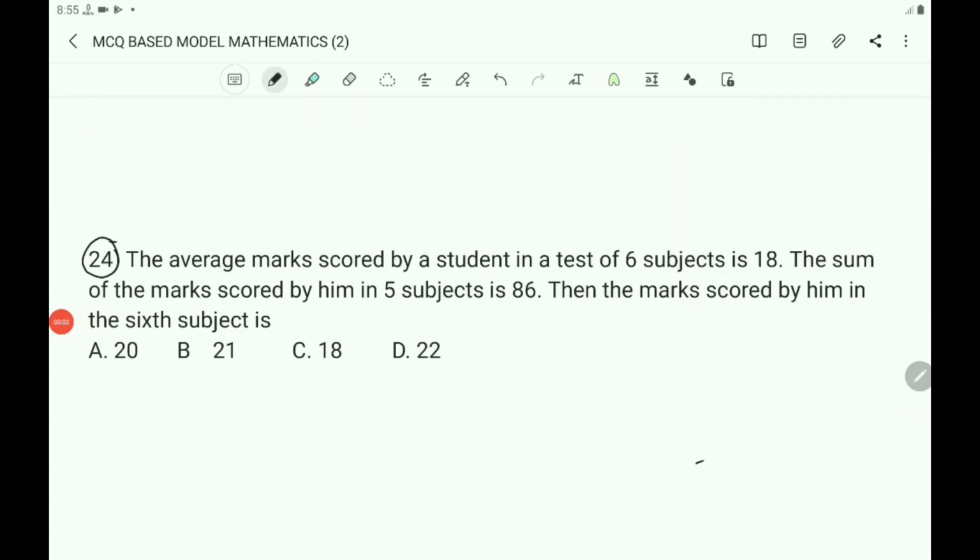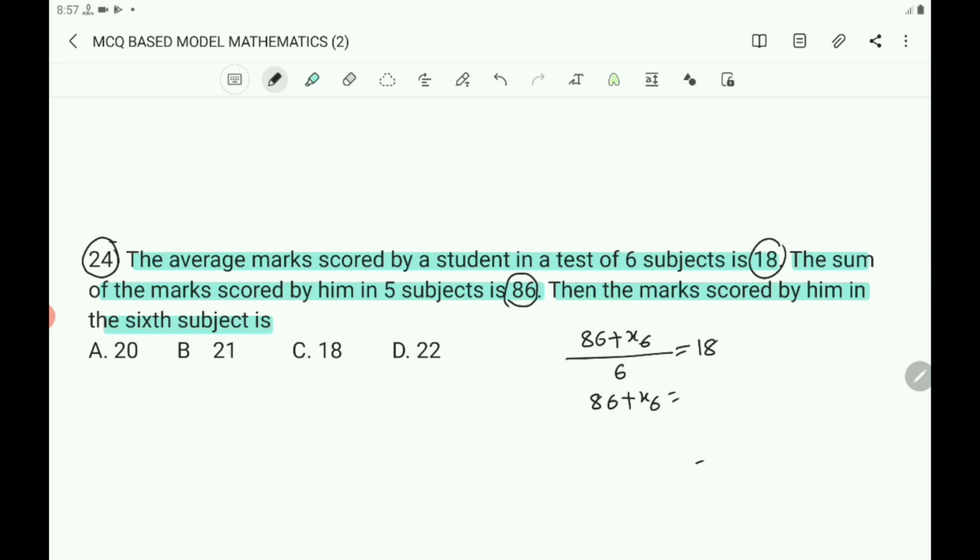Now take the 24th question. The average marks scored by a student in a test of 6 subjects is 18. The sum of the marks scored by him in 5 subjects is 86. Then the marks scored by him in the 6th subject is what? Here average is the sum of 6 subjects divided by 6. The sum of 5 subjects is given, that is 86. Now take the 6th subject as x6. That divided by 6 equals the average of 6 subjects, which is 18.